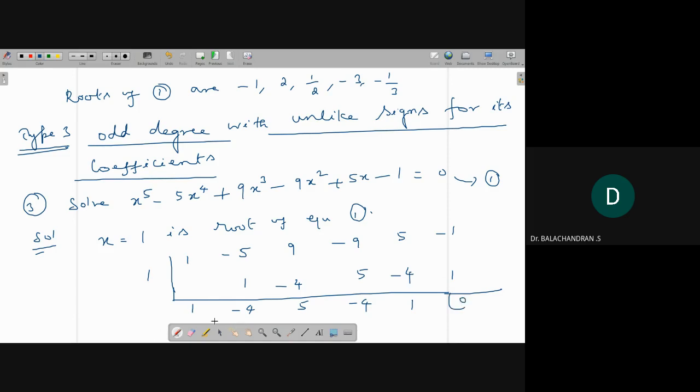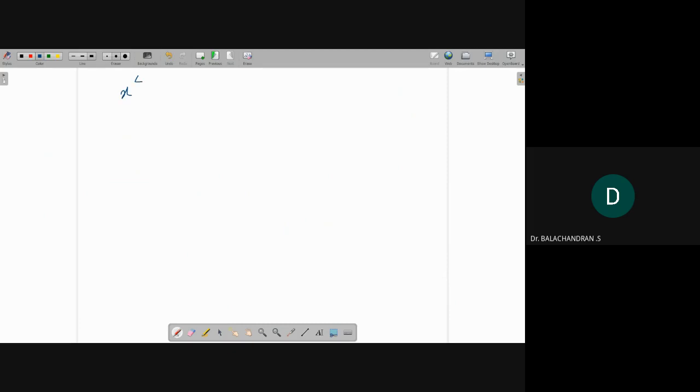So we have x power 4 minus 4x cube plus 5x square minus 4x plus 1 equal to 0. You can see this is again type 1, a reciprocal equation. So again, as usual, divide this equation by x square.